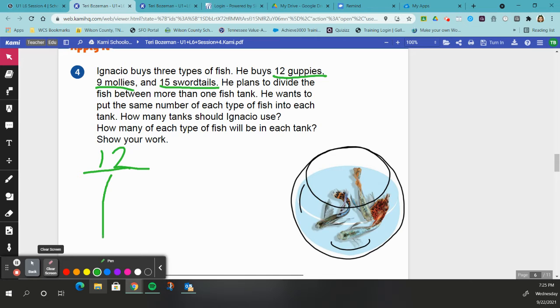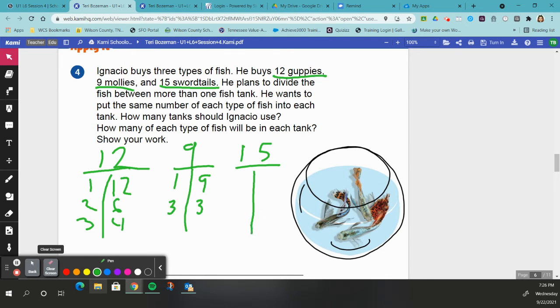So factors of 12, we have 1 times 12, 2 times 6, 3 times 4. Factors of 9, 1 times 9 and 3 times 3. Factors of 15, we have 1 times 15, 3 times 5.